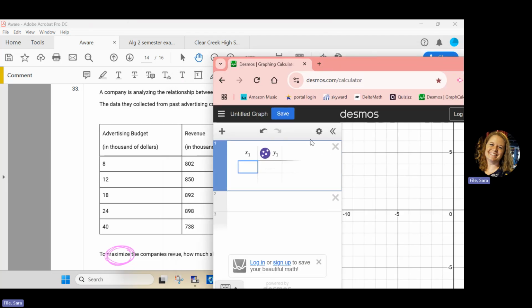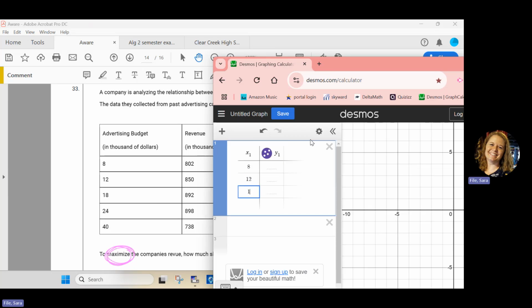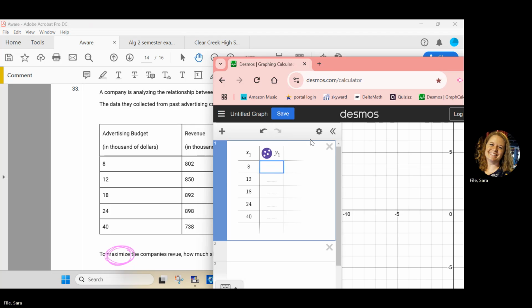and I'm going to input my data. So 8, 12, 18, 40 for my x's, and then 802, 850, 892, 898, and 738.